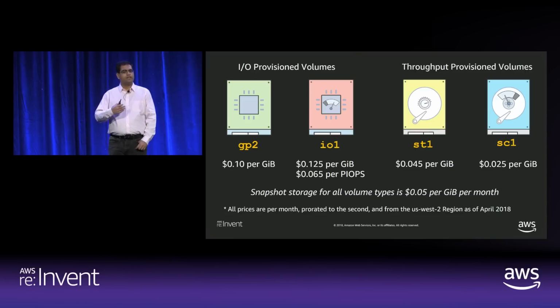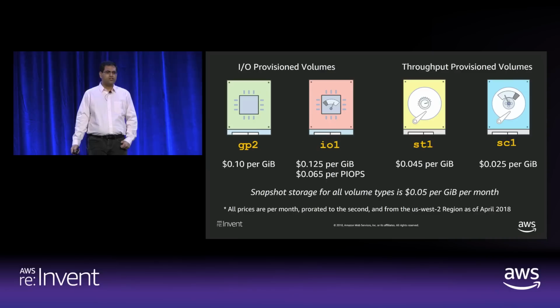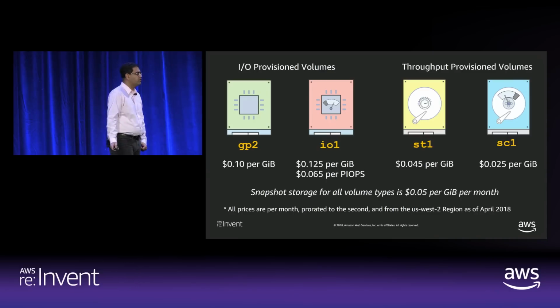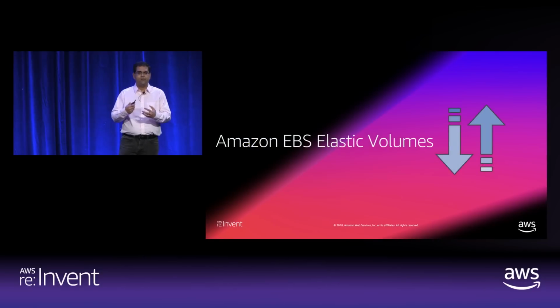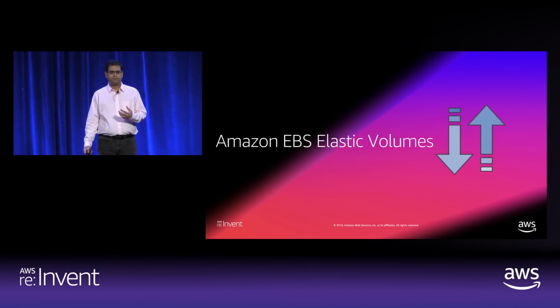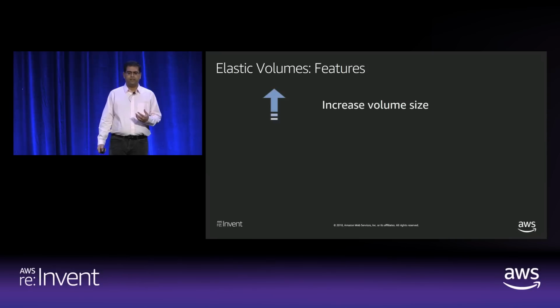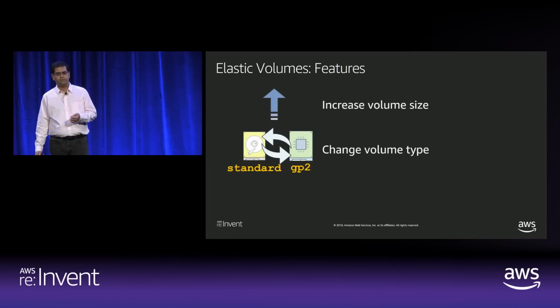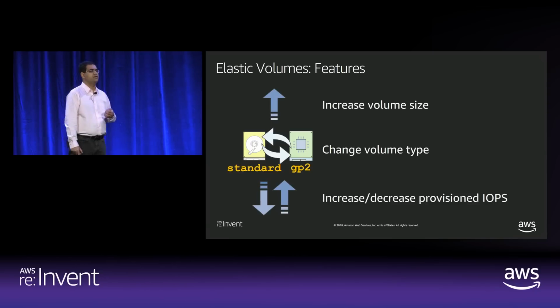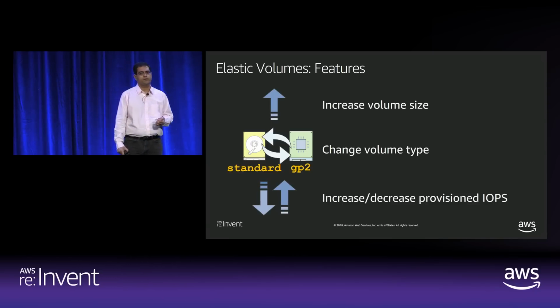Capability that Mark will go into a little bit is Snapshot, which is essentially our equivalent of how to take a backup, is 5 cents per gig month. So I touched on elastic volume. What if you start on GP2 and you decide to change your volume types? And that's really what our elastic volumes capability is about. It allows you to increase your volume size, allows you to change your volume type, and allows you to increase or decrease your provisioned IOPS, completely non-disruptively to your application.